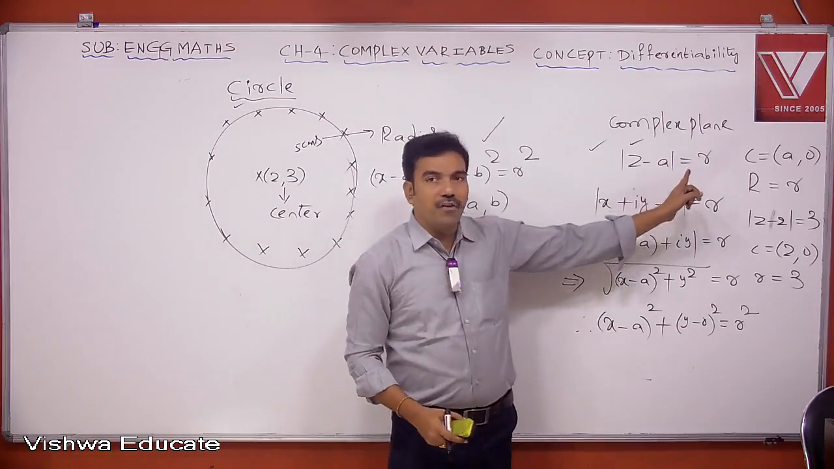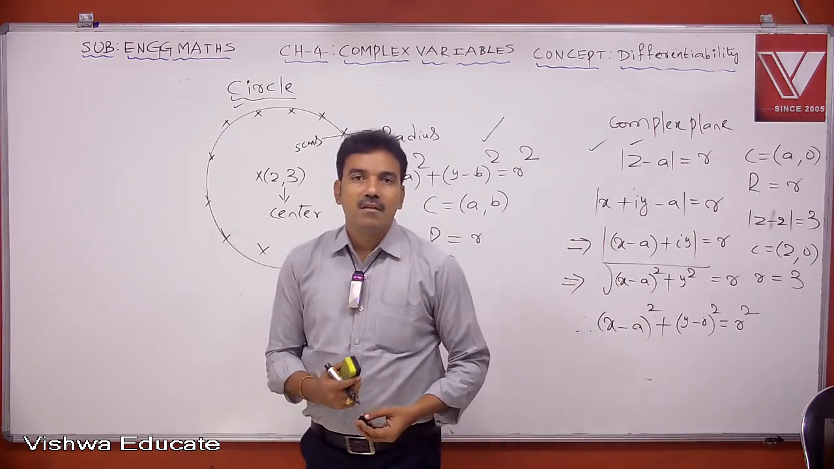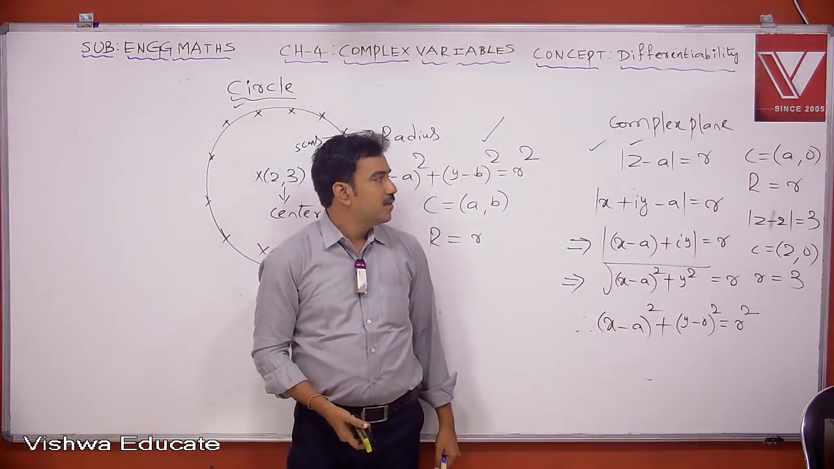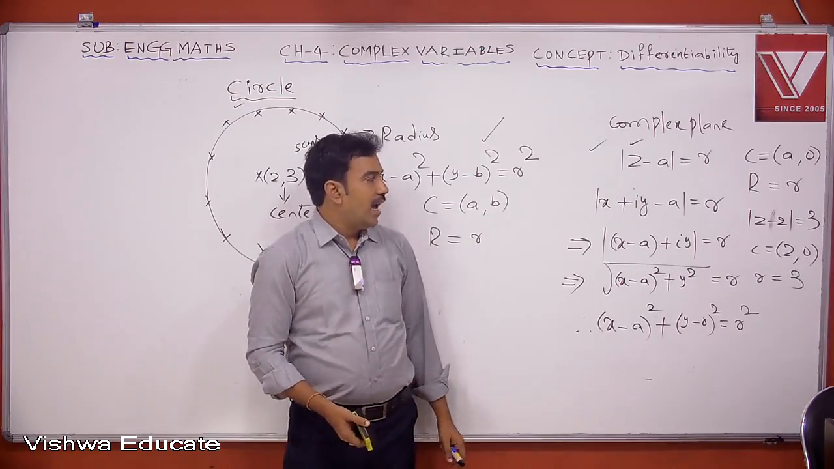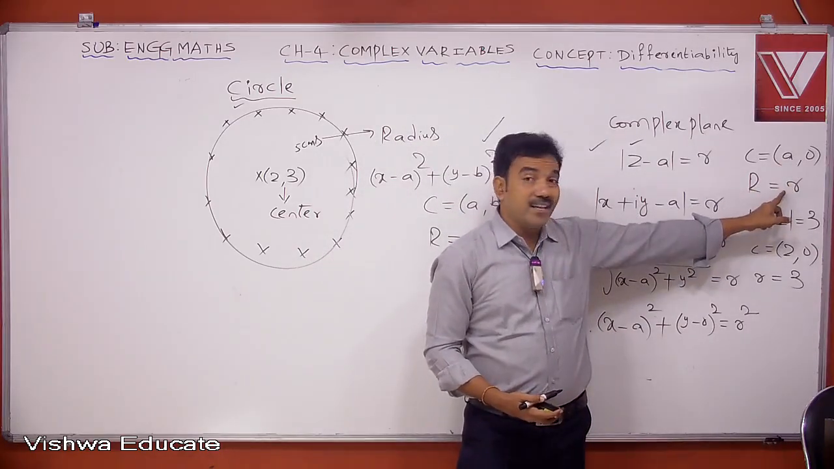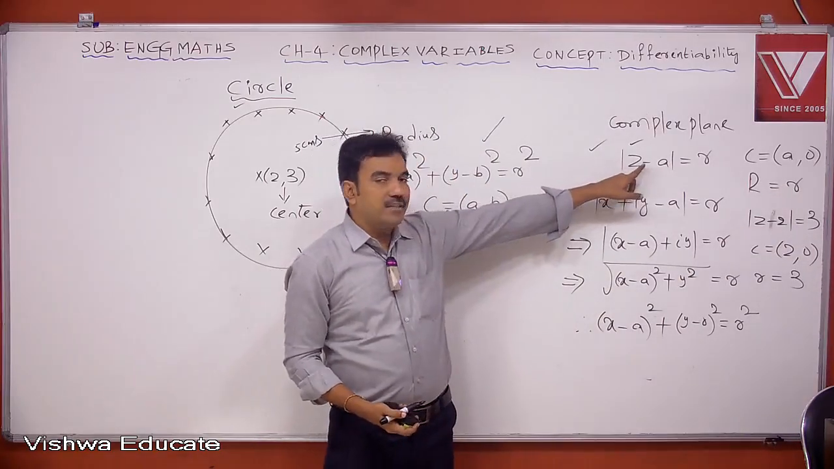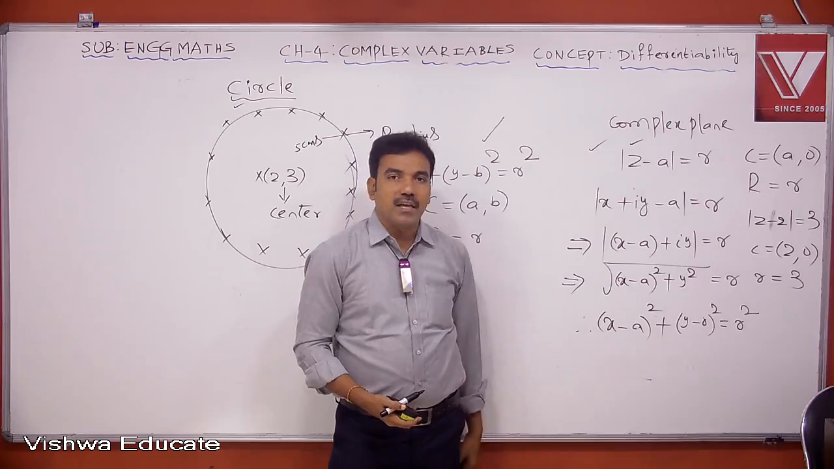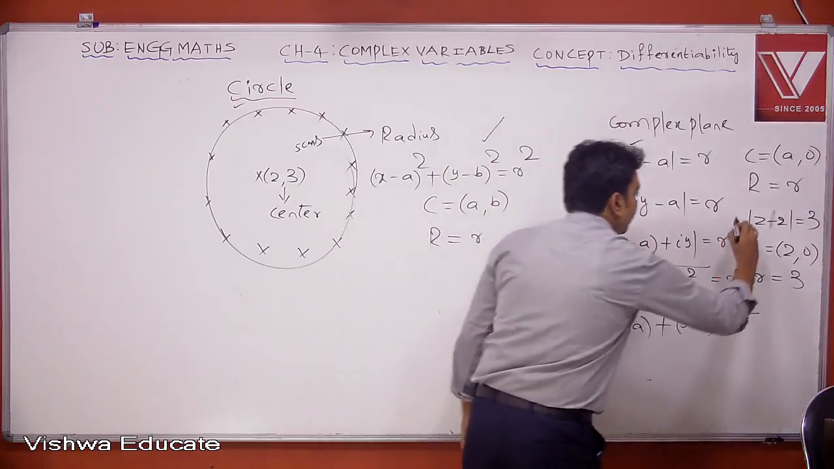Write this point. An equation of the form modulus of z − a = r is called a circle having center at (a, 0) and radius r. I repeat once again: an equation of the form modulus of z − a = r is called a circle having center at (a, 0) and radius r. So write this derivation followed by this example.